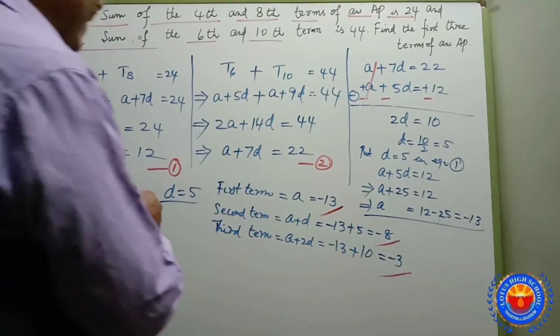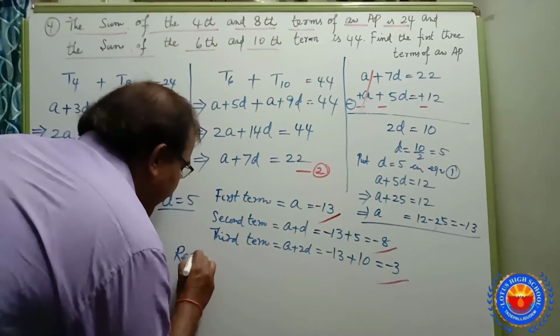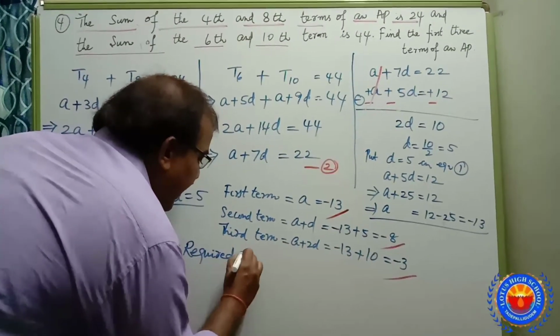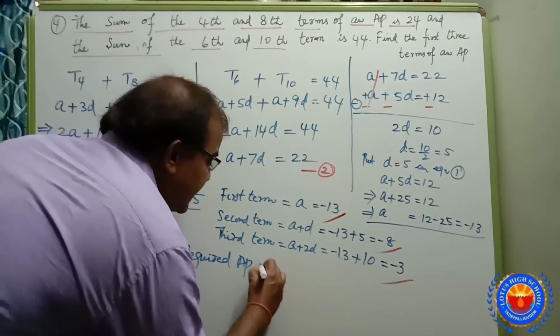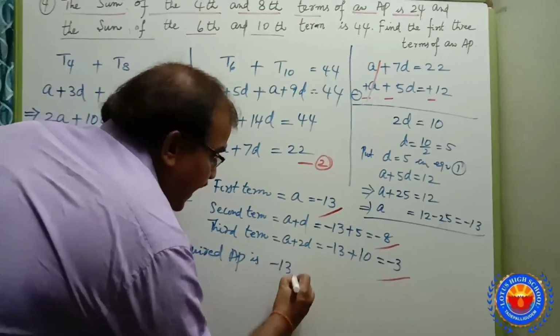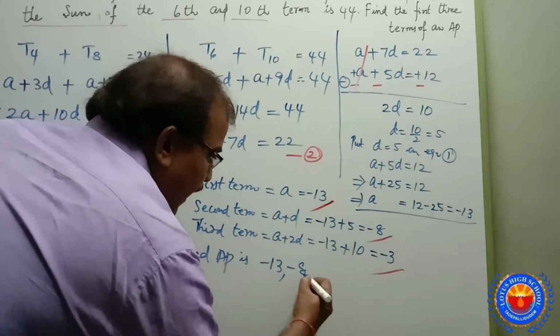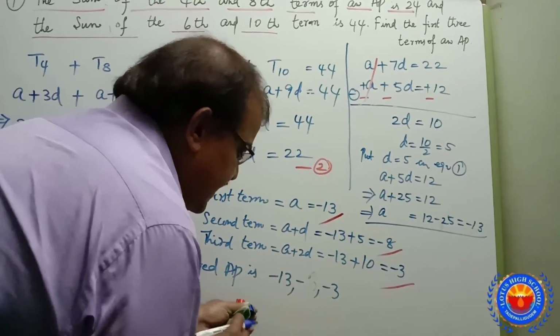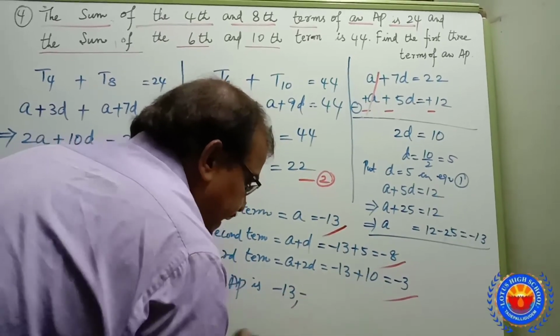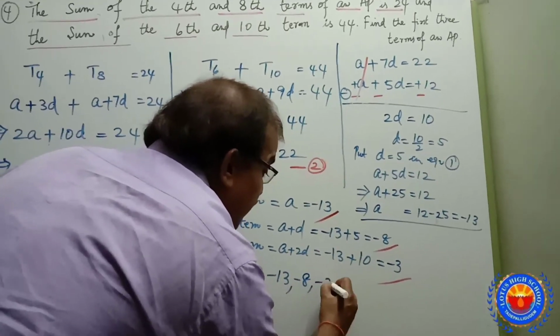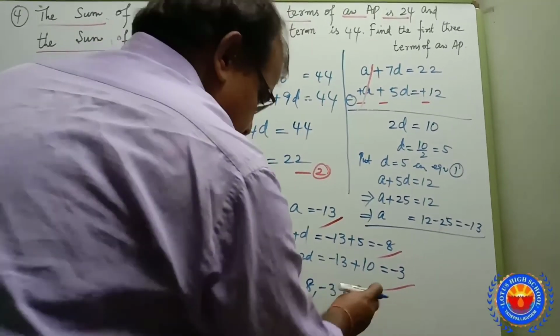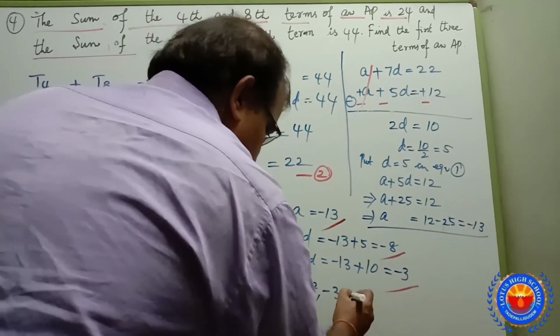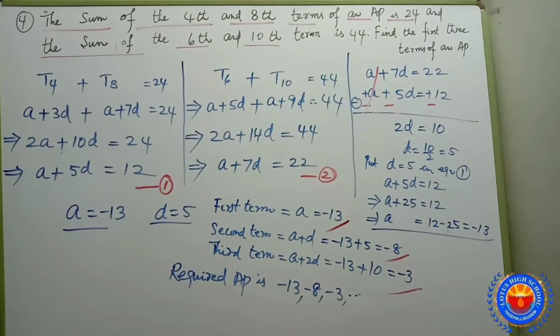Therefore, the required AP is minus 13, comma, minus 8, comma, minus 3, and so on. They are asking only for 3 terms, so that is enough. You can stop here. This is the final answer.